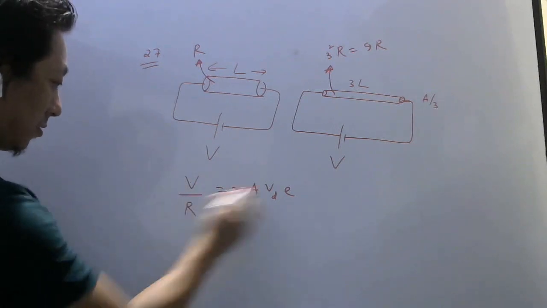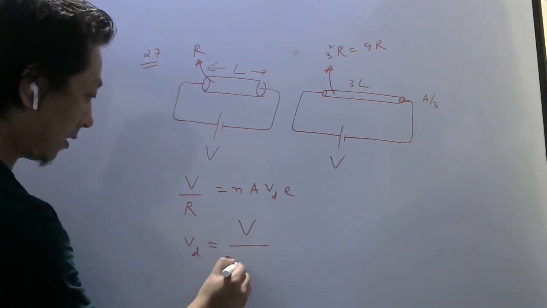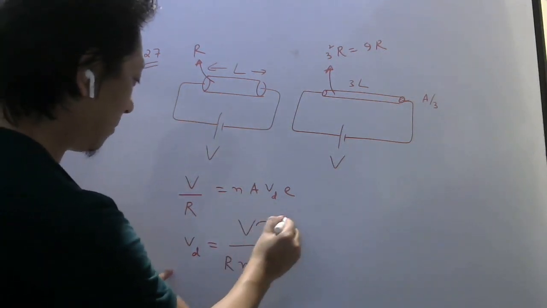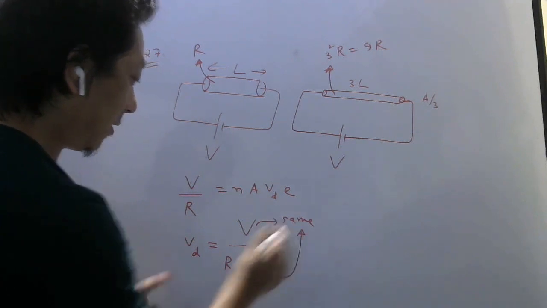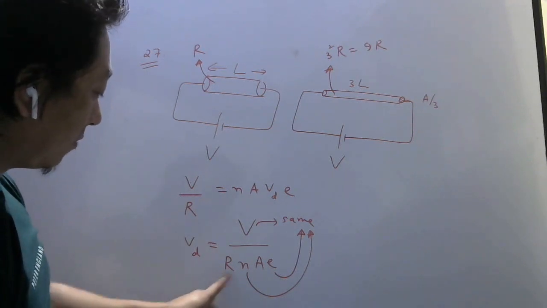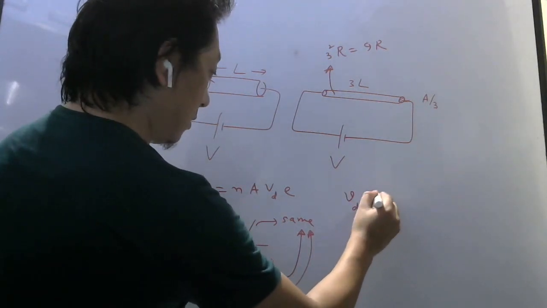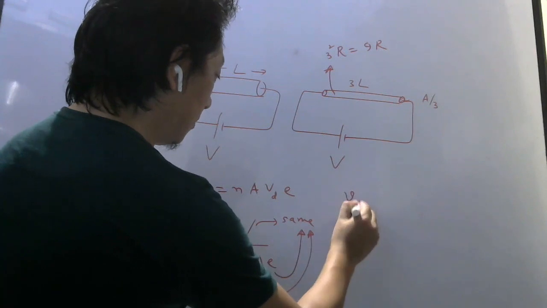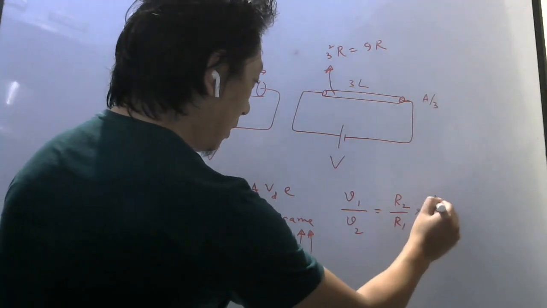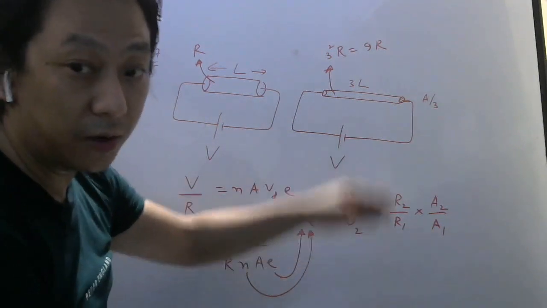So voltage is common. So if I now rearrange, what will be drift velocity? V divided by R n A e. Okay students, so now you can see voltage is same, charge of electron is same, number density is same because number density depends on material. So you can see drift velocity is inversely proportional to resistance and area. So I can write this as ratio. I can write V1 by V2 as R2 by R1 into A2 by A1, because it is inversely, na. So V1 by V2 will be R2 by R1, A2 by A1.